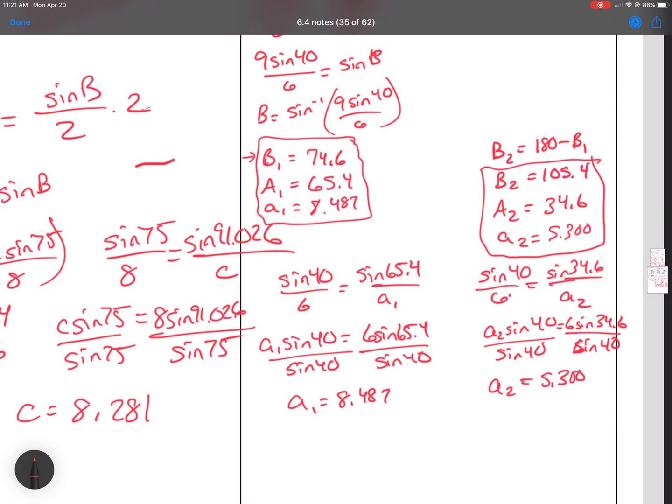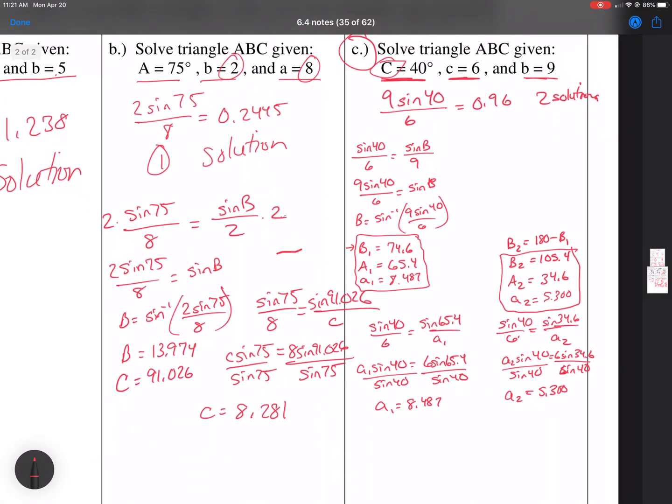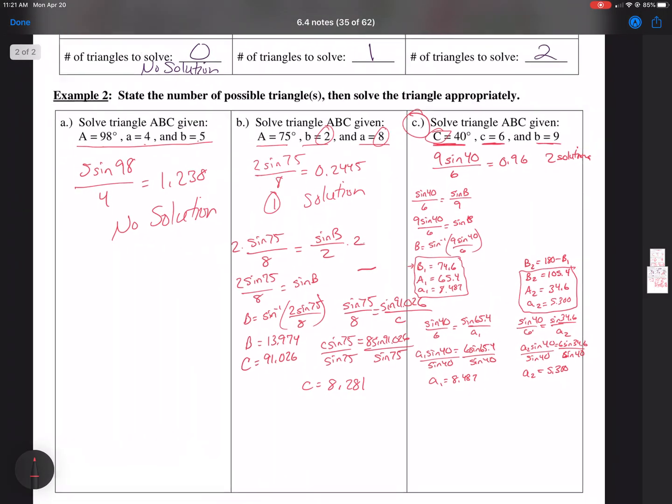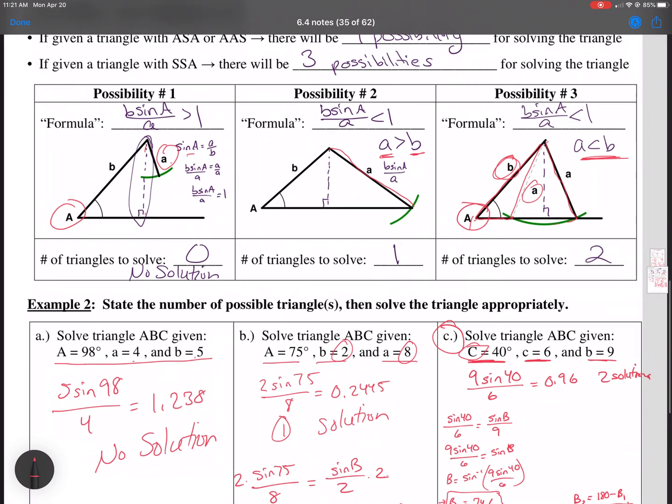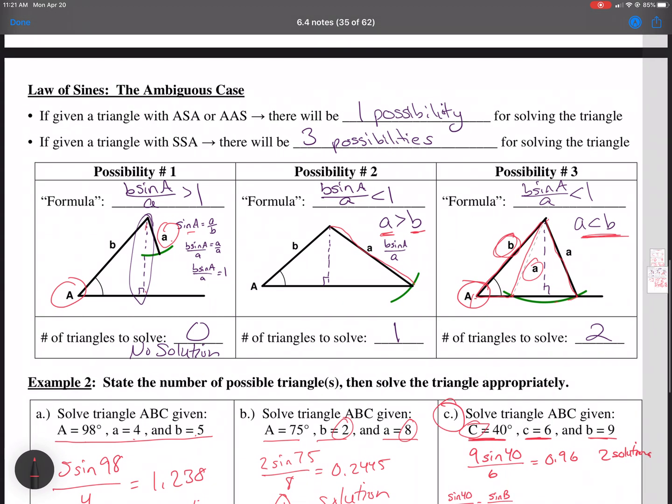Remember, whenever you start an ambiguous case problem that has two solutions, whenever you find your first angle, always subtract it from 180 to get the same angle in the second triangle. And then you just do the law of sine to find the rest of the missing information. And that is the conclusion of the law of sines and its ambiguous case. Remember that the ambiguous case only applies to side-side angle triangles. That's when you have to check for the different possibilities.